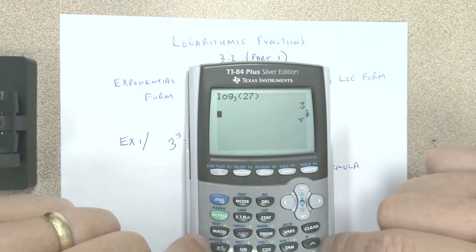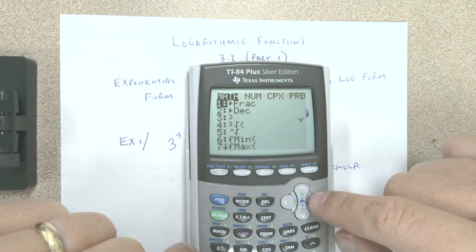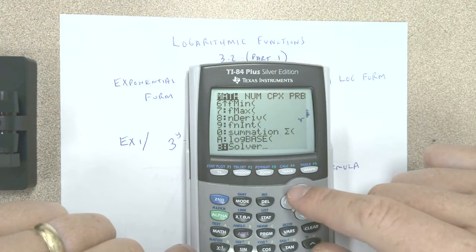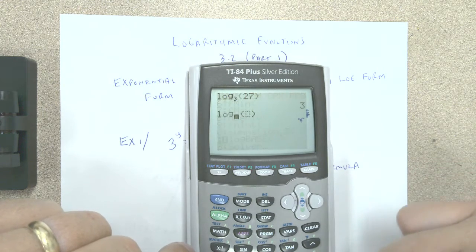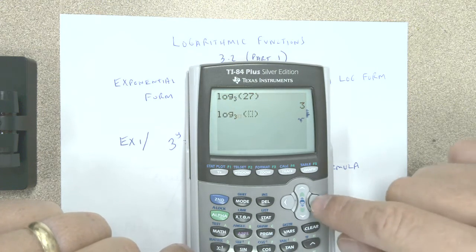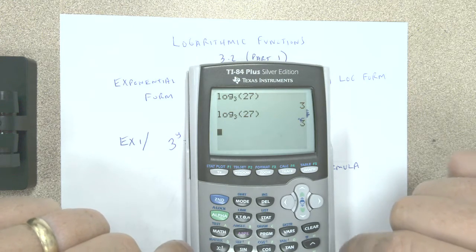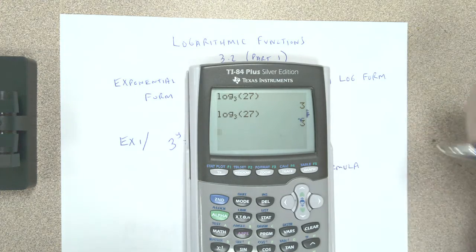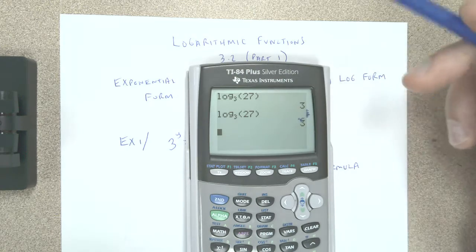I can also utilize my math key. If I hit the math key, and I believe if I scroll down to letter A, you can also get to the same thing. So hit enter. And again, we could type in 3 and then 27 and hit enter. So there's two ways to get to that on your calculator. So again, if you understand how to do that on your calculator, you really don't need the change of base formula.